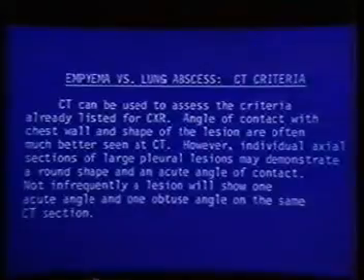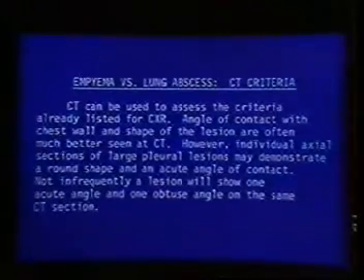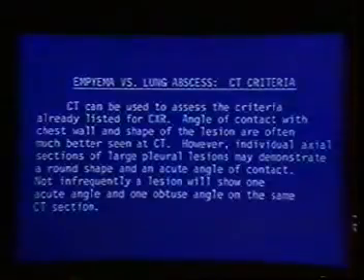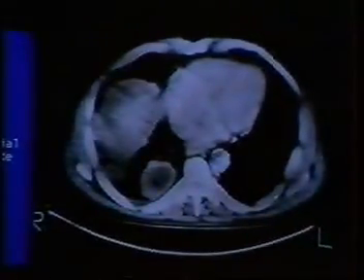Now, CT can also use these exact same criteria, and in some cases can see the specifics much more easily. For example, angle of contact with the chest wall and shape of the lesion are often very well seen. Here's a very nice acute angle on both sides, typical then of a lung lesion, a lung abscess.